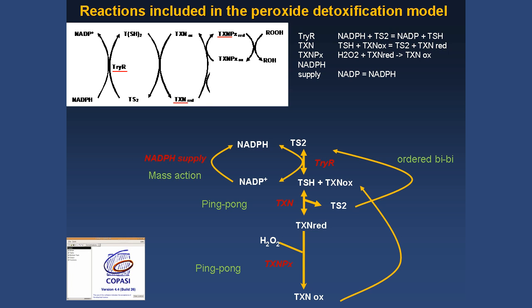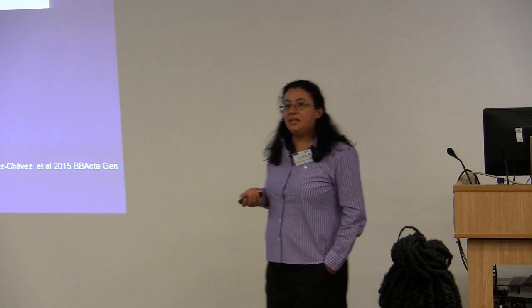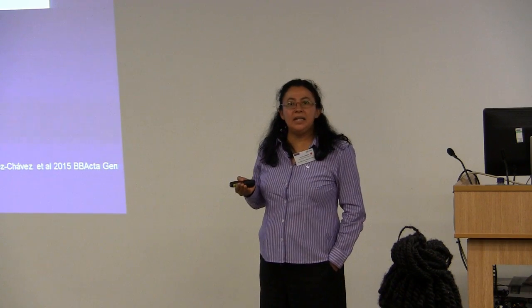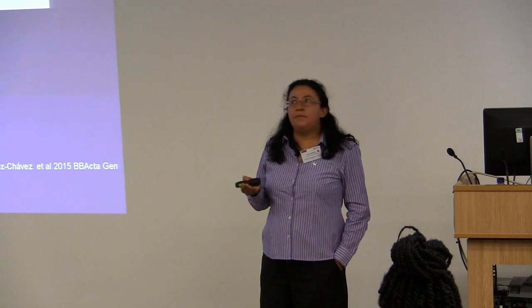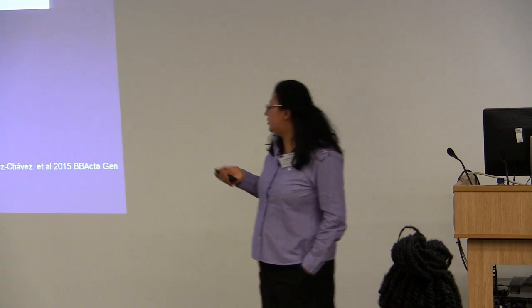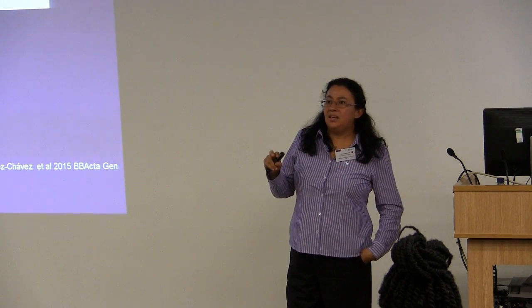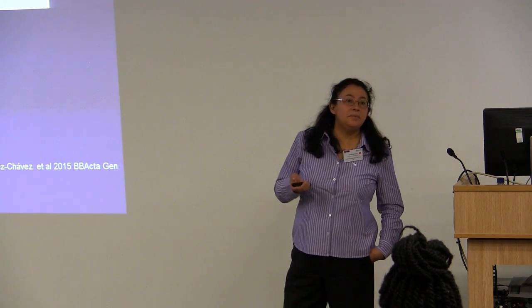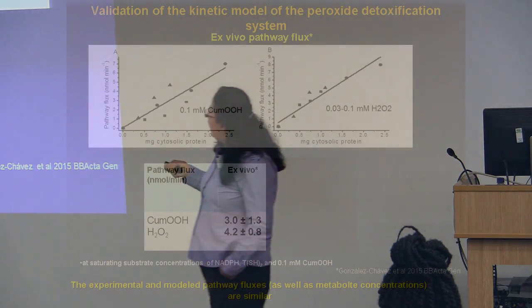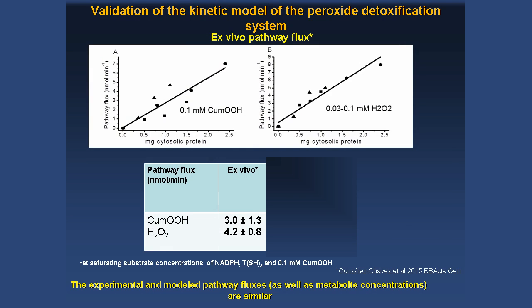So in order to validate the model simulations, an important parameter is to have the pathway flux. And it is very difficult to obtain the flux of, for example, reduction of hydrogen peroxide in live cells, because hydrogen peroxide is extremely reactive with the medium. So what we did instead was to determine an ex vivo flux.